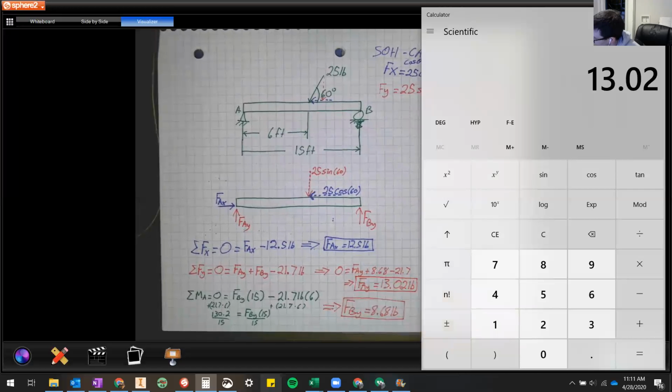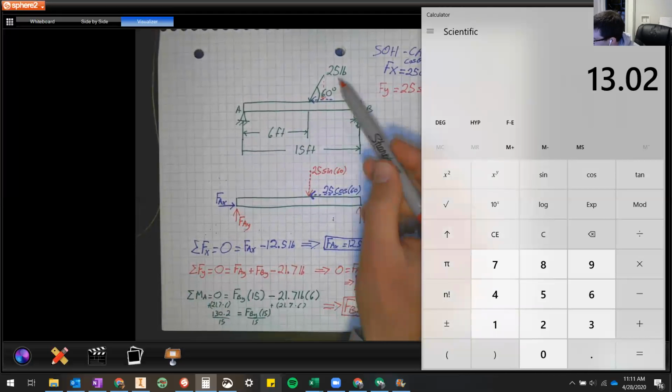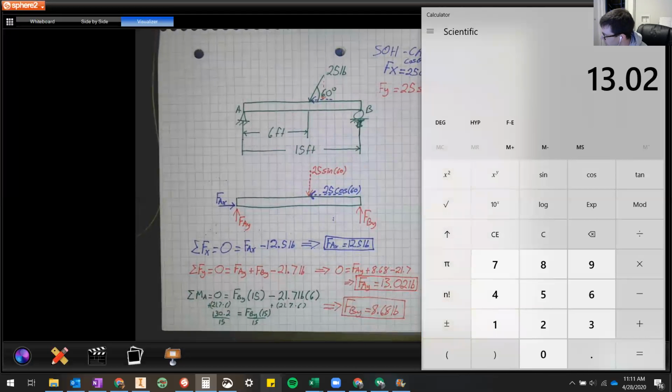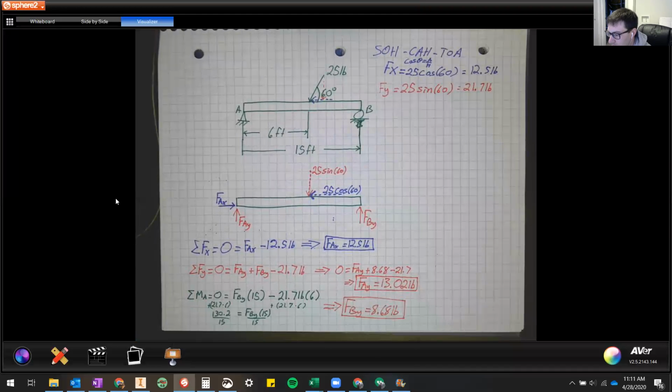So there I've solved now for FAX, FAY, and FBY, and I've also broken down my initial force into its X and Y components. So that's combining what we were working on with force vectors and component forces. And it's also showing how we would do a beam problem. If we have any questions, we can go over that in class, but hopefully that gets you started using equations of equilibrium, beam reactions, not beam deflection, beam reactions, and component forces.